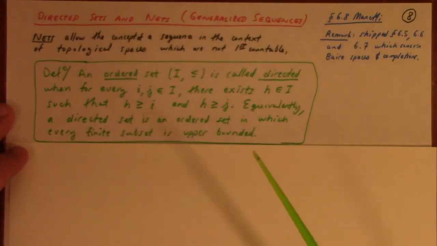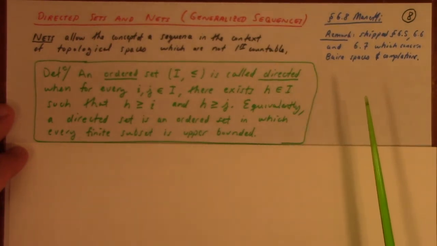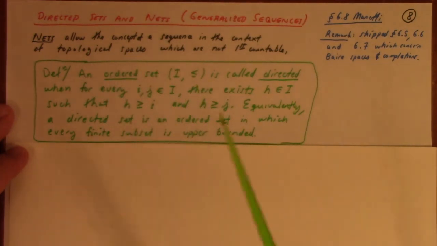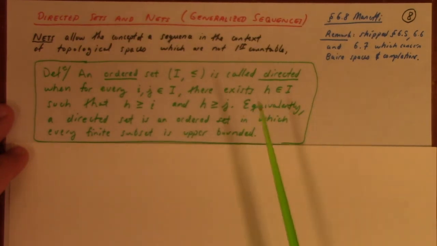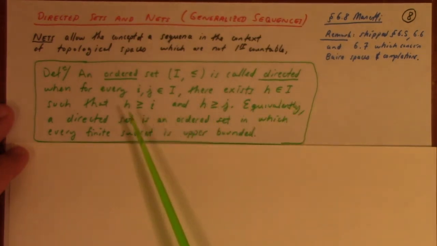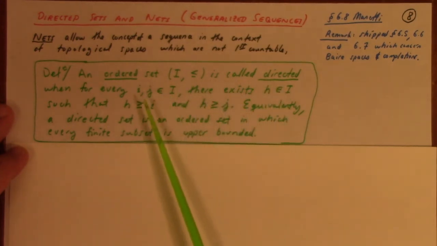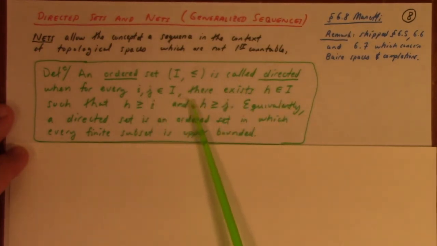Let me go on. So, a net. What is a net? Well, basically it's just a sequence where you replace the integers with a directed set. That's all it is. What's a directed set? Well, a directed set is a set with an ordering in this sense: for every pair i and j in the set, there exists h such that it's bigger than i and j. Equivalently, you could say a directed set is an ordered set in which every finite subset is upper bounded.